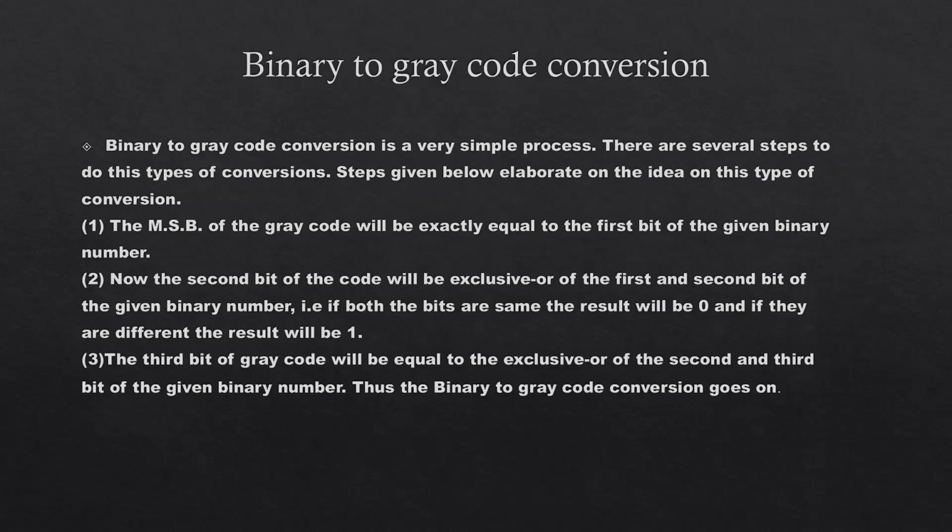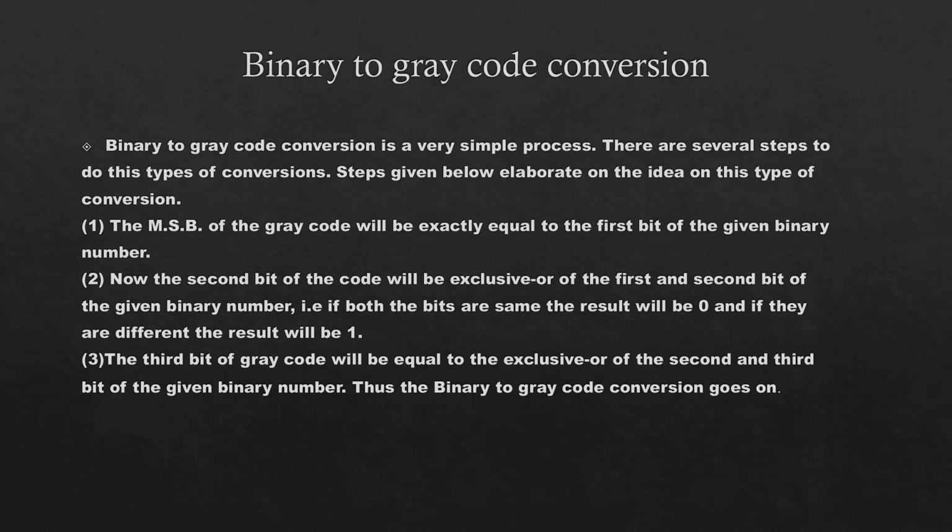Binary to gray code conversion. Binary to gray code conversion is a very simple process. There are several steps to do this type of conversion. The steps given below elaborate on the idea of this type of conversion. The MSB of the gray code will be exactly equal to the first bit of the given binary number.